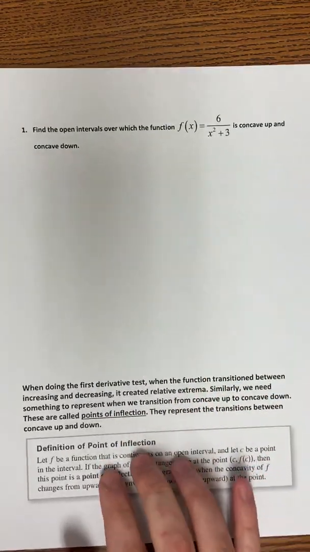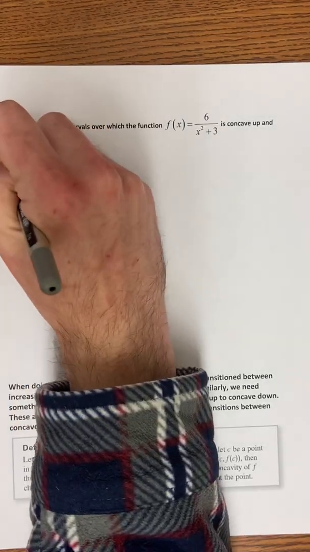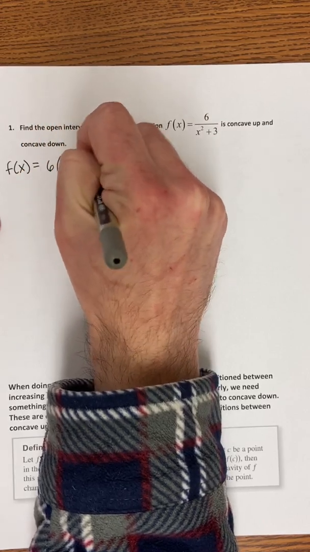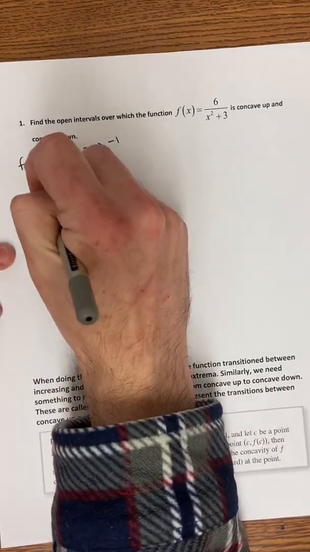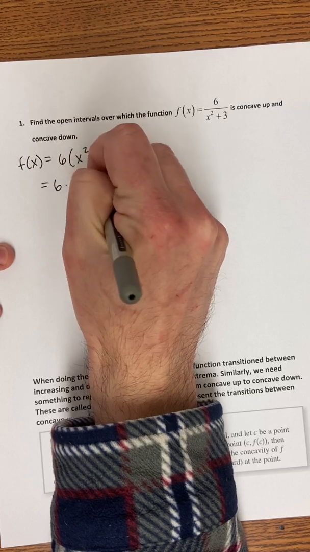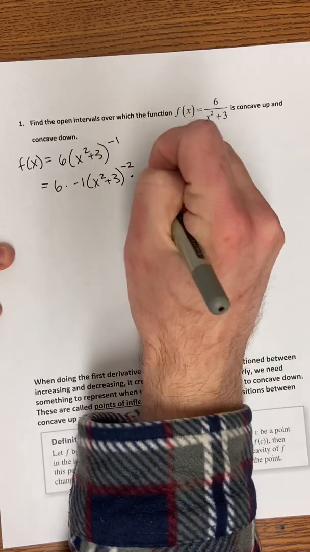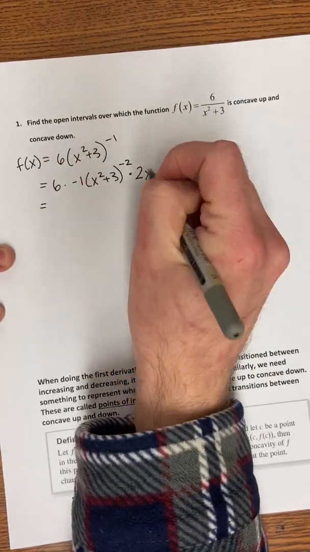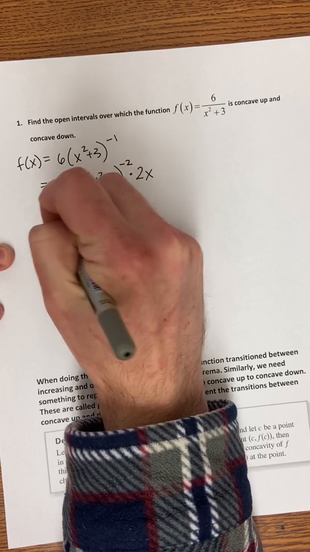So, find the open intervals over which the function f of x equals 6 over x squared plus 3 is concave up and concave down. So again, this requires the second derivative. I'm going to rewrite the function as 6 times x squared plus 3 to the negative first power. This is going to require a chain rule to take the derivative. So we have 6 times negative 1 times x squared plus 3 to the negative second times the derivative of the inside with the chain rule, 2x. And all of this should be 6 times negative 1 times 2x, which is negative 12x over x squared plus 3 squared.